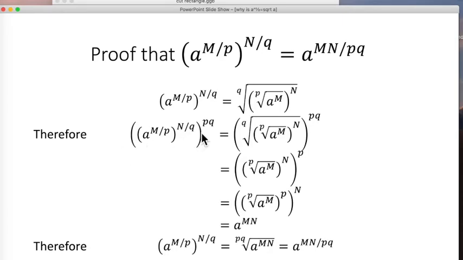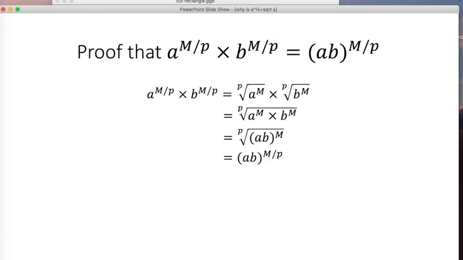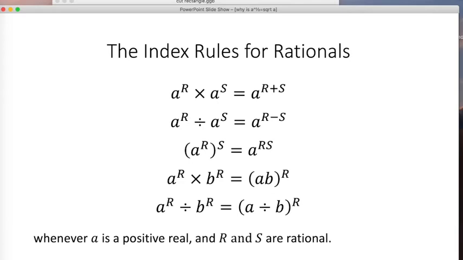This one's quite complicated. Same idea though, raise it to the pth power. I won't go through the details. Pause it if you'd like to go through it yourself. And then this one, again, is very simple, using the way surds work to get that and the rules we already know for integer indices. And of course, that's very similar. And so we end up with this. The index rules do indeed work for rationals whenever a is positive and r and s are rational.